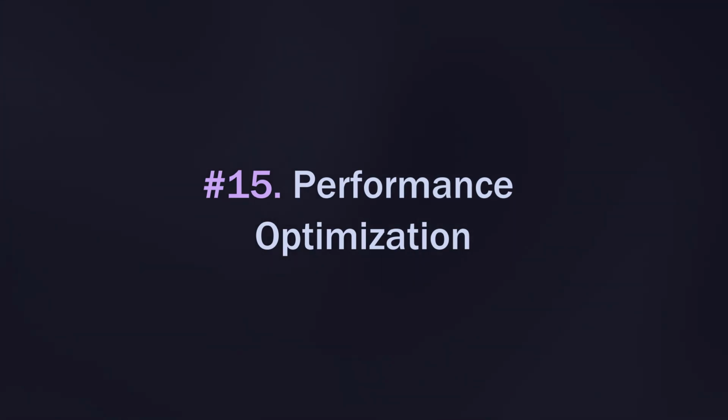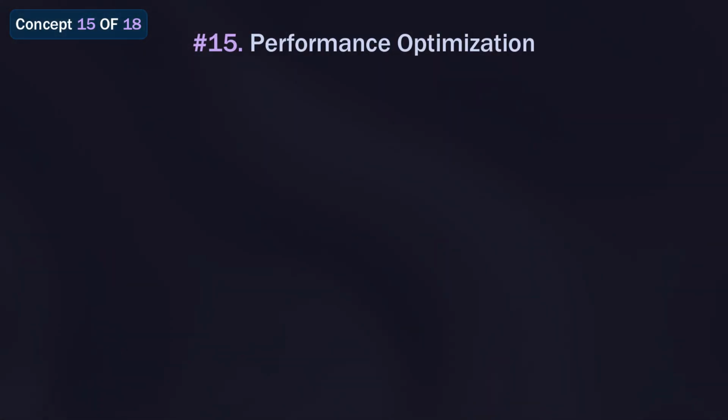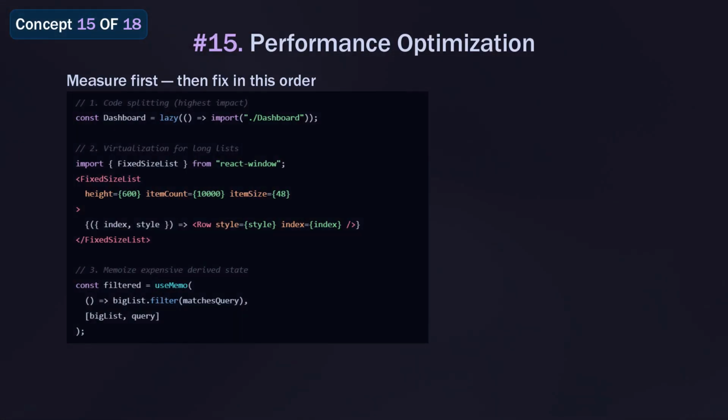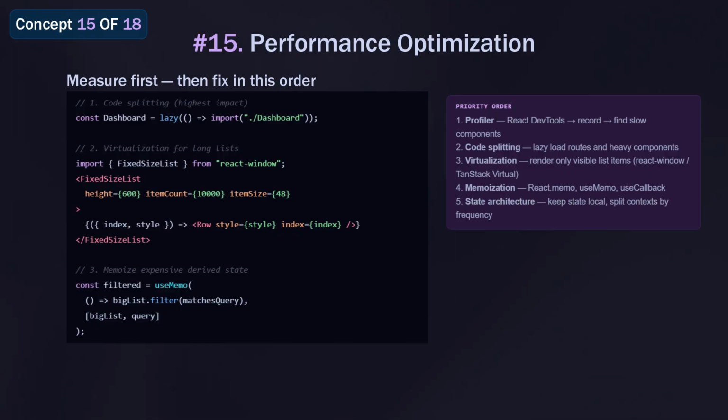Performance optimization. Let's talk about performance in a systematic way, because randomly sprinkling useMemo and useCallback everywhere is not a strategy. Start with measurement. React DevTools has a profiler tab that records renders and shows you exactly which components are re-rendering, how often, and why. Use it before optimizing anything.